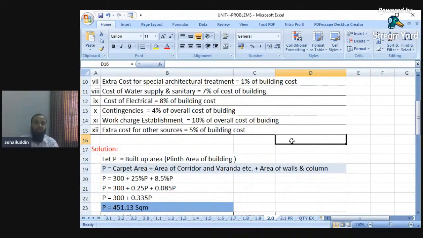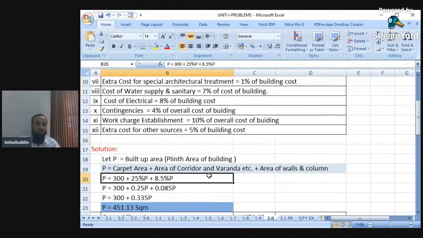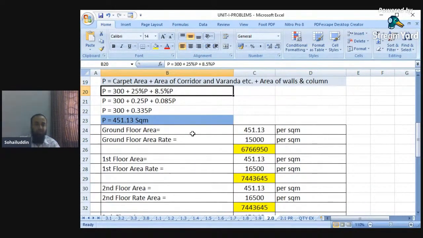Again, let P be, as usual, the built up area, that is the plinth area of the building, which includes carpet area plus area of the corridor plus area of the walls and foundations. So as usual, 300 is nothing but the carpet area, plus 25% taken by the corridor and verandas, and 8.5% taken by the walls and columns. Same way, simple addition is there.